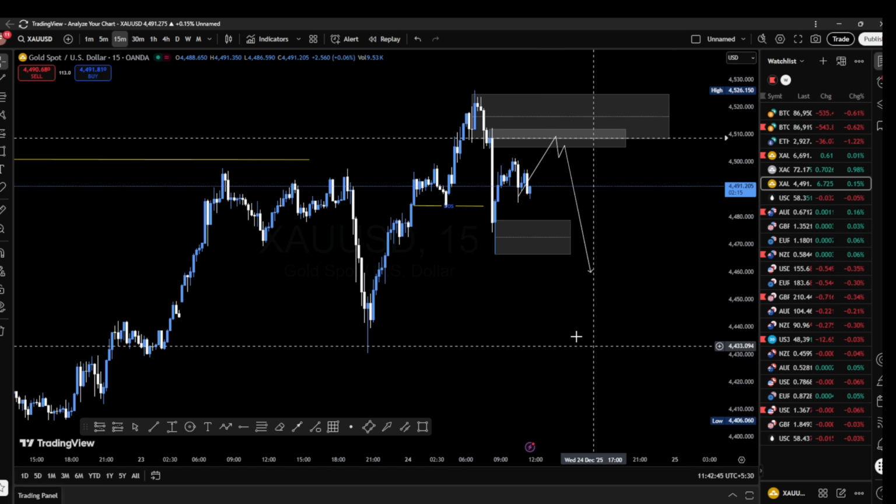After that liquidity sweep, you can plan, then do some break of structure to the upside, then go upside. Okay, this is for gold. This is for gold right now.